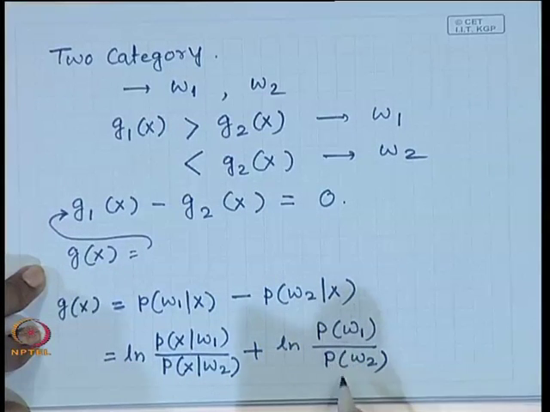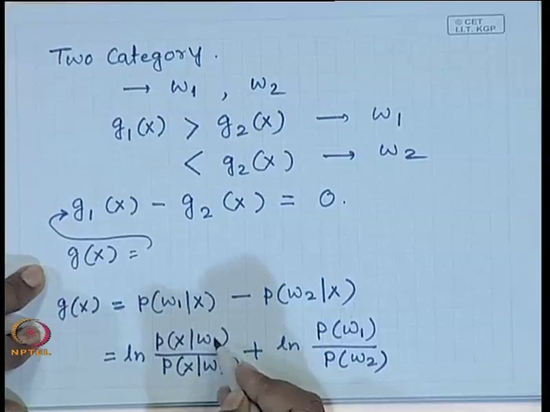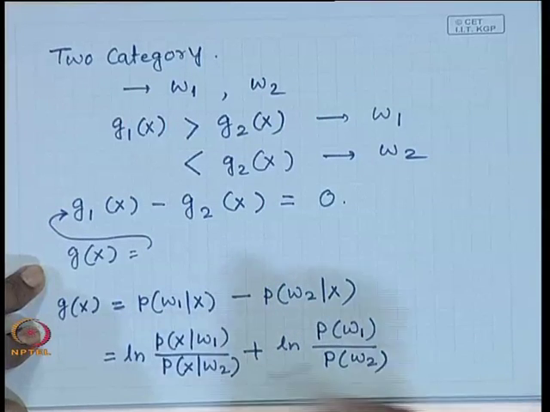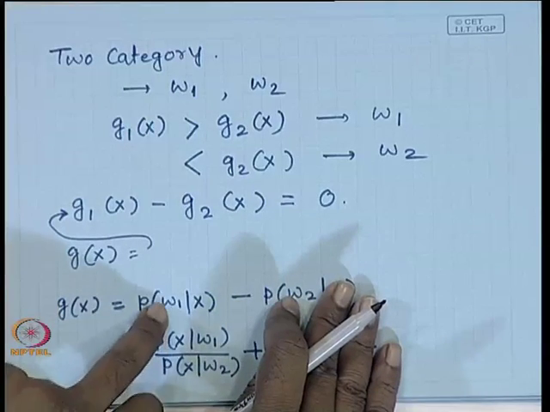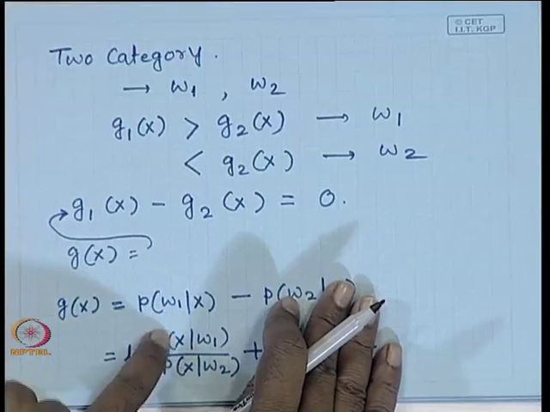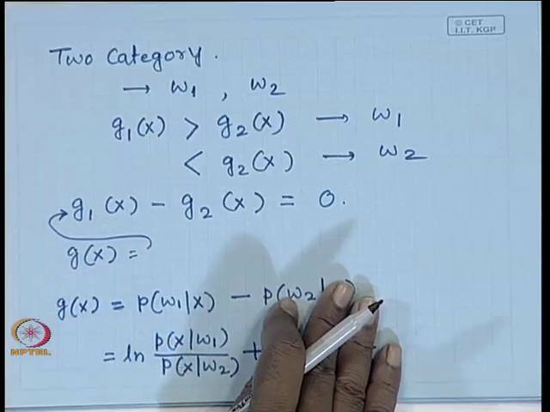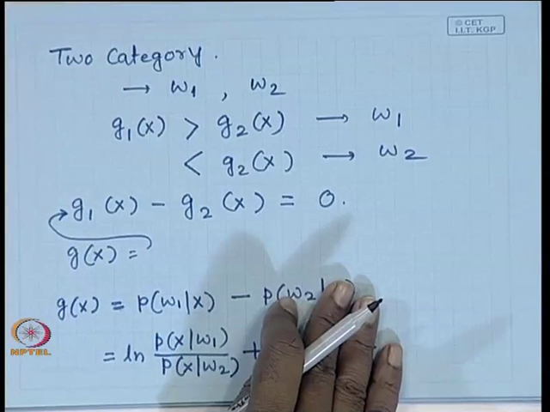So, here I have the a priori probabilities as well as the class conditional probabilities. When the a priori probabilities are the same, you find that this term becomes equal to 0. So, the decision is based only on your class conditional probabilities.